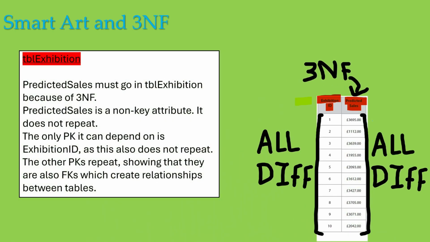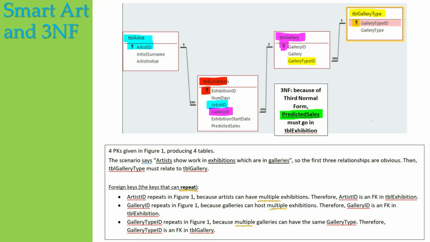When we put all this together, here's an explanation of why predicted sales goes in table exhibition. Predicted sales must go in table exhibition because of third normal form. It's a non-key attribute. It does not repeat. The only primary key it can depend on is exhibition ID because that also does not repeat. The other PKs do repeat, showing they're foreign keys. And this is the final answer, all coloured in the same as before.